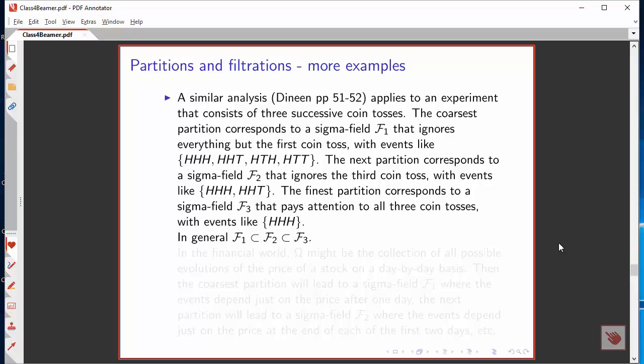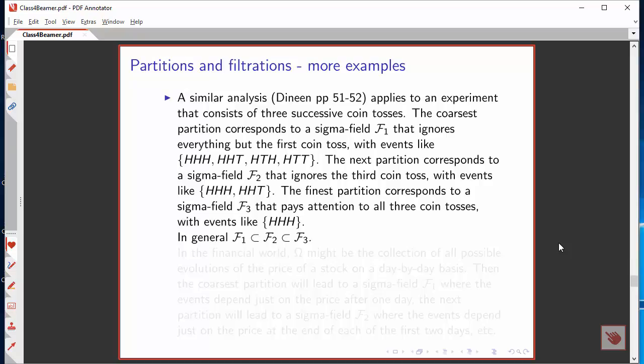A finer partition continues to pay attention to the first coin toss and the second coin toss, but ignores the third. So events like head, head, head, and head, head, tail will be lumped together, and the finest partition of all pays attention to all three coin tosses. A representative event in this third sigma field includes events like you roll head, head, head, or head, tail, tail.